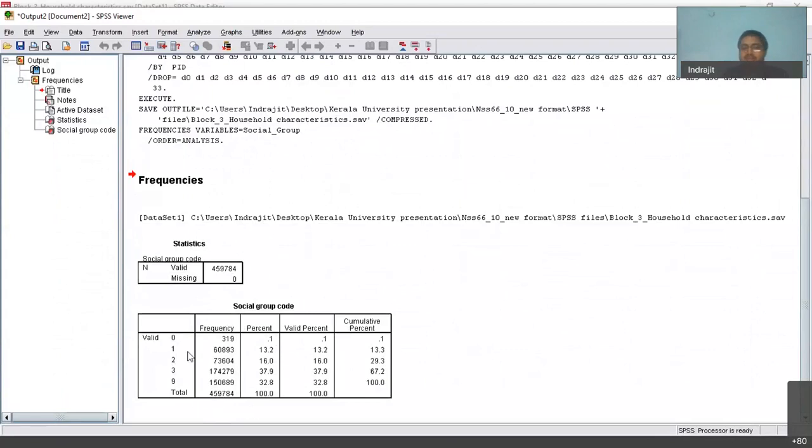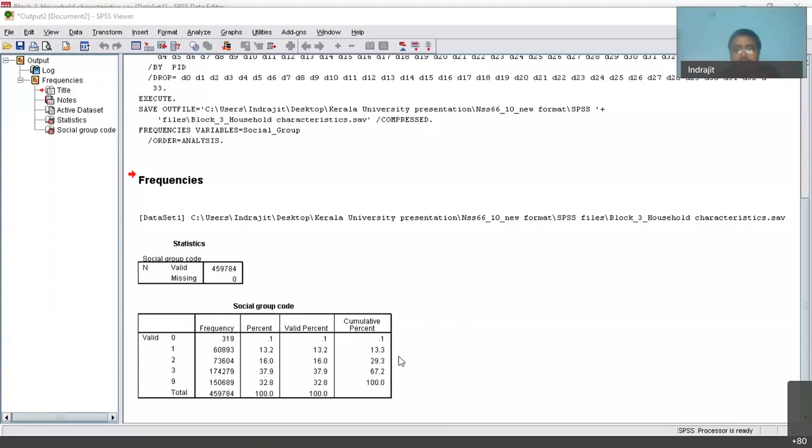We have to see, 0 means it's a missing case. They did not report anything about their status, but 1, 2, 3, 9, we have to see the questionnaire. What is that? If I check that 1, 2, 3, 4, 9, what is the questionnaire? Let me quickly check. Otherwise, arbitrarily, we can assume, for example, if 1 is ST, 2 is SC, 3 is OBC, and 9 is general. So ST, SC, OBC, and general. So this is the distribution of my sample.